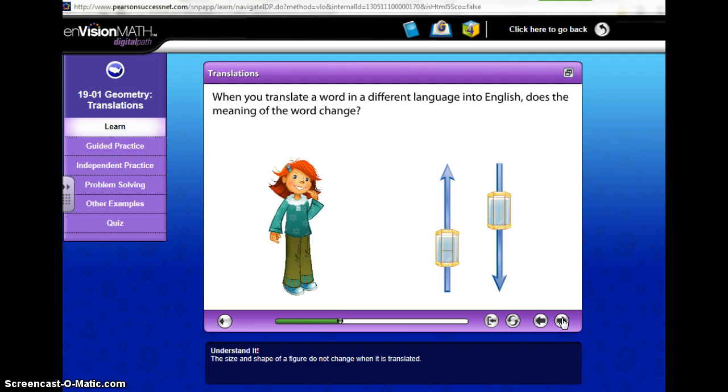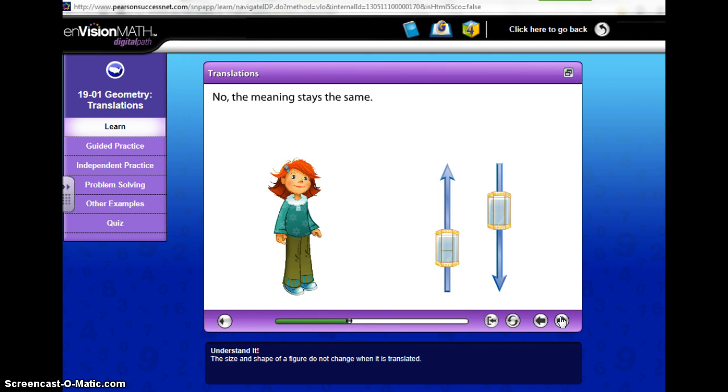When you translate a word in a different language, does the meaning of the word change? How many of you have heard of the word agua? Do you know what agua means, Emma? No? It means water. Does agua mean the same thing in our language as it does in that language? Yes, it sounds different, but it means the same thing. Water is water. We just say it differently. Agua. Okay, the meaning stays the same.